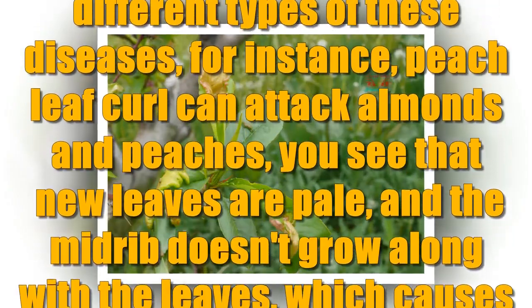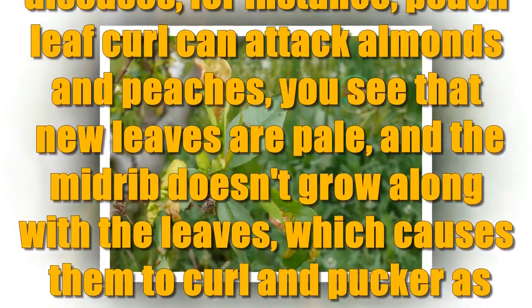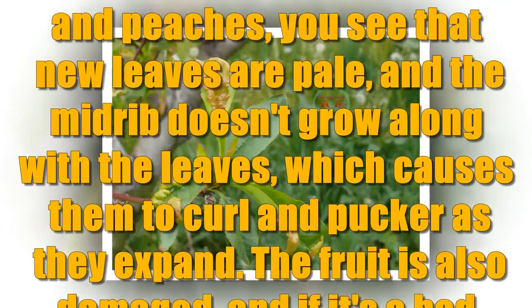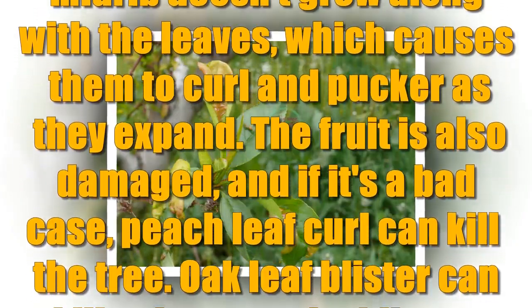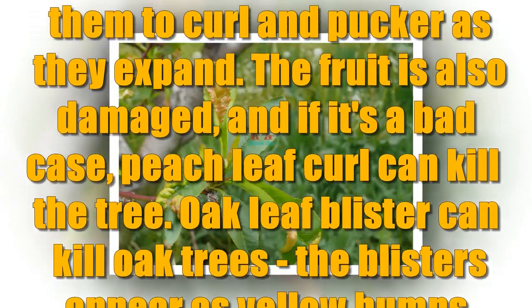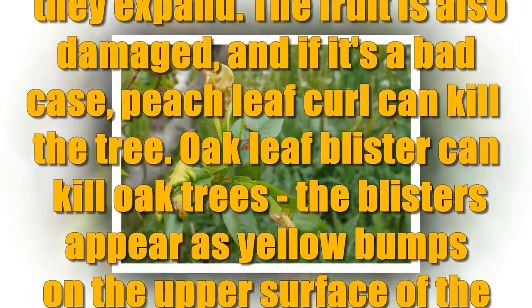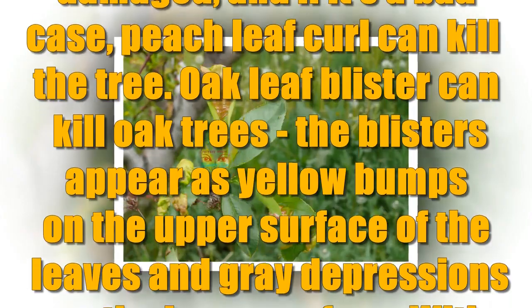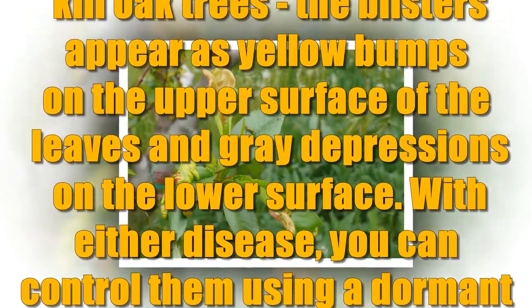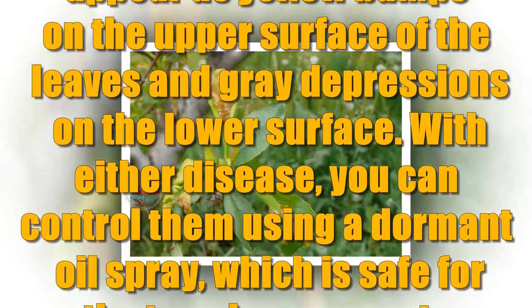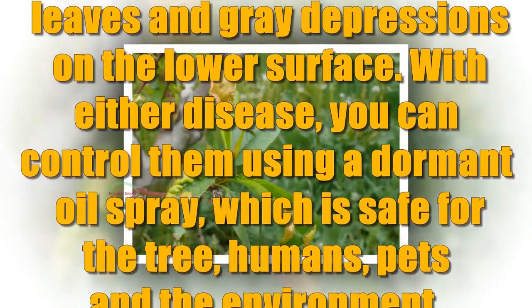You see that new leaves are pale, and the midrib doesn't grow along with the leaves, which causes them to curl and pucker as they expand. The fruit is also damaged, and if it's a bad case, peach leaf curl can kill the tree. Oak leaf blister can kill oak trees. The blisters appear as yellow bumps on the upper surface of the leaves and gray depressions on the lower surface.